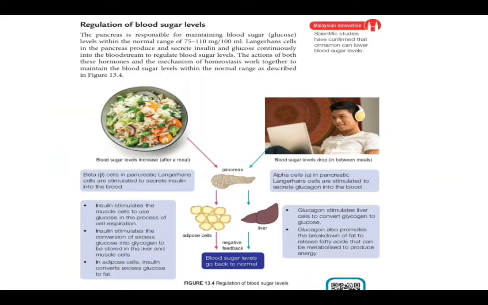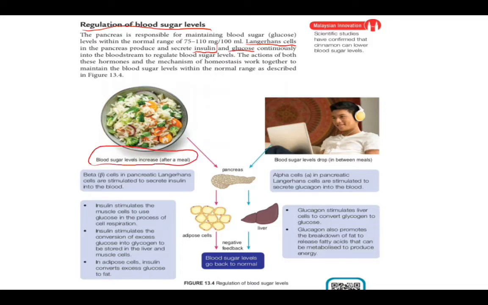So how about regulation of blood sugar levels? Okay, so our pancreas is responsible for maintaining the blood sugar levels within the normal range. So dalam pancreas itu ada Langerhans cells in the pancreas. Dia akan produce and secrete insulin and glucagon continuously into the bloodstream to regulate the blood sugar level. The actions of both these hormones and the mechanisms of homeostasis work together to maintain the blood sugar level within the normal range.